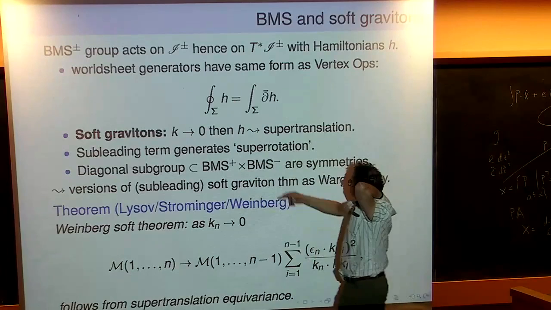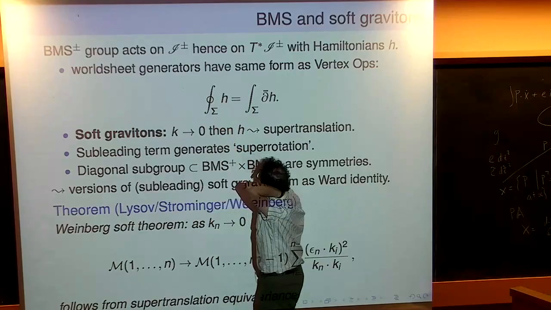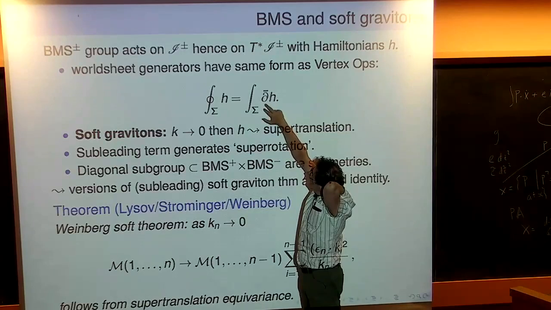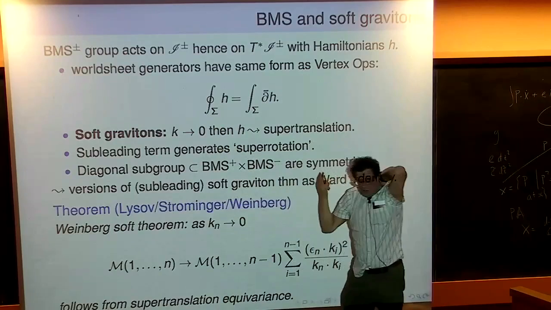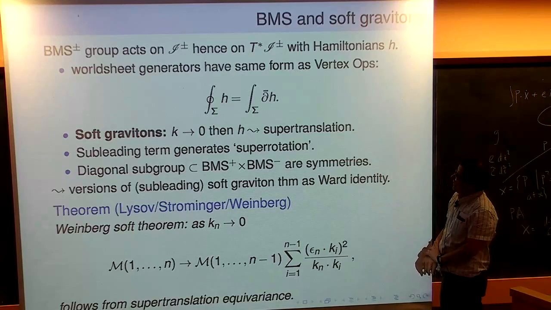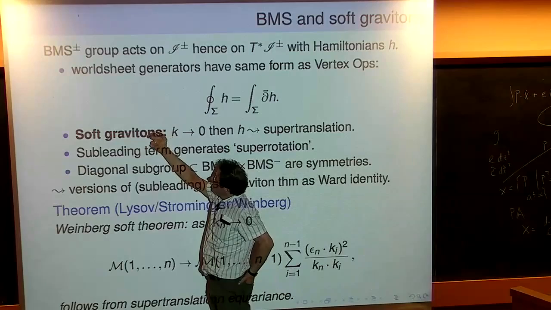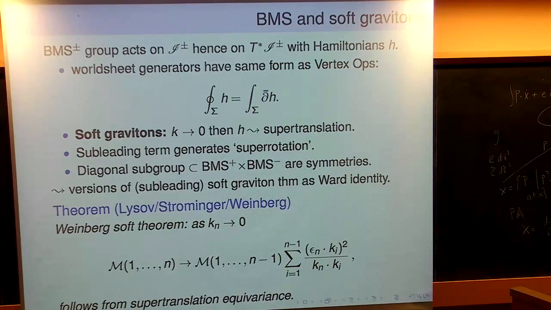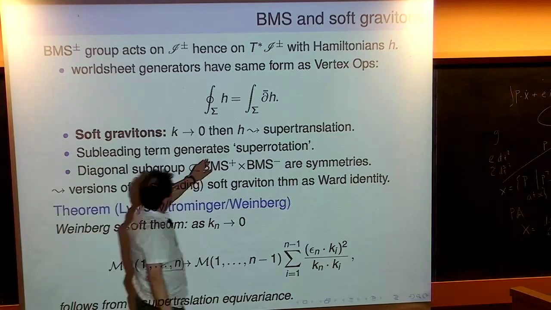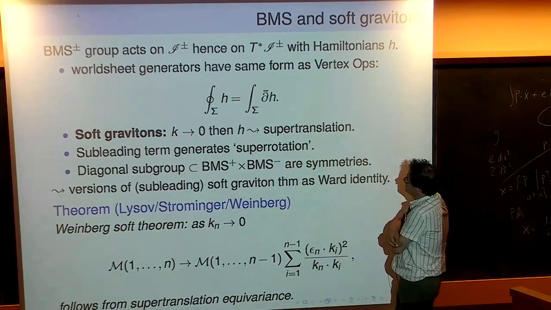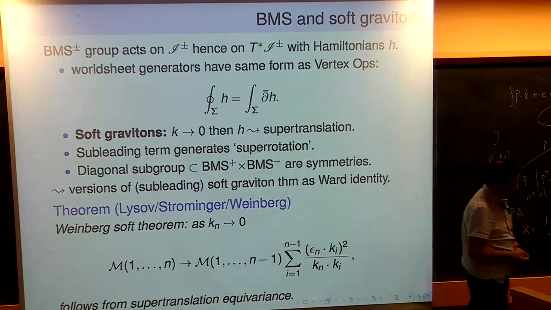and these, well, you'd write such a thing as a current on the world sheet, and you do a contour integral, but of course that's the same thing as just doing, by Stokes' theorem, some integral over the interior of this contour of d bar of h. And so you can see that formally it looks the same as a vertex operator. So what you discover is that if you take a soft graviton, so if you take this formula with k goes to 0, e^{ik.x} with k goes to 0, then this vertex operator really tends towards a supertranslation generator. And the subleading terms in k tend towards superrotations. You just do an expansion and that's what you get.